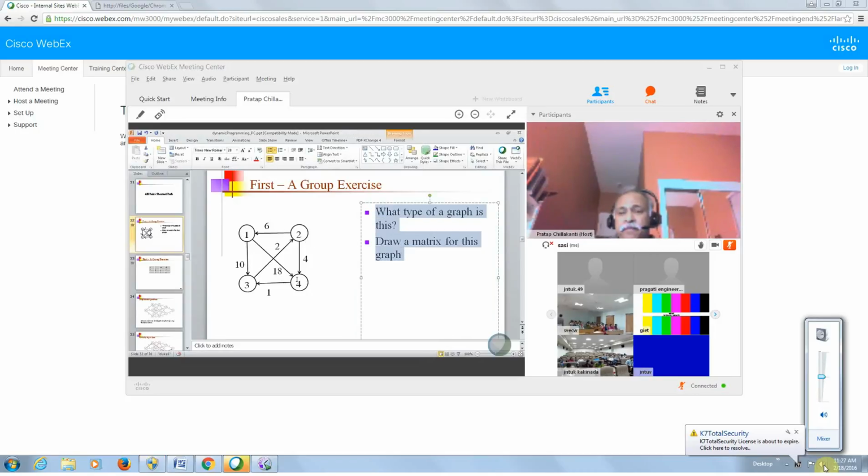This is a graph. First, you have to tell me what type of a graph this is. Let's take the easy one first. Anyone can answer it. That's a no-brainer, right? What type of a graph is this? Based on our graph theoretic concepts, what do we call this? You can put it in chat for now.